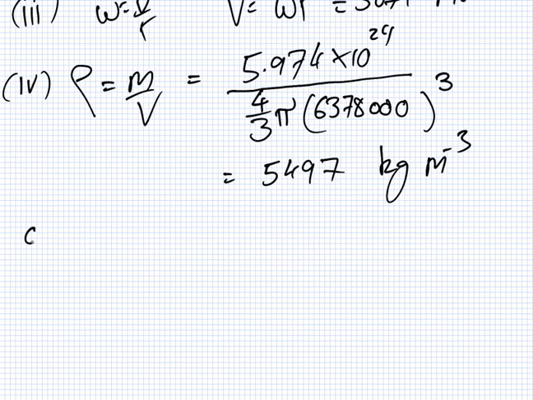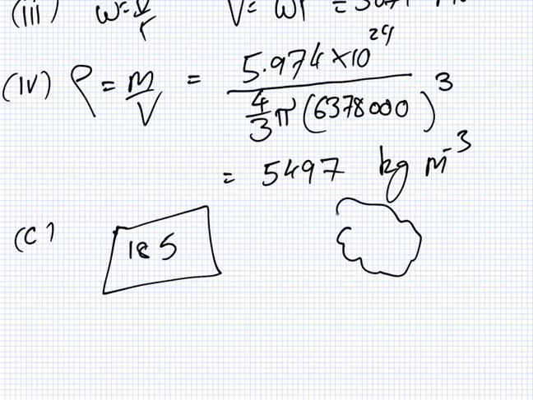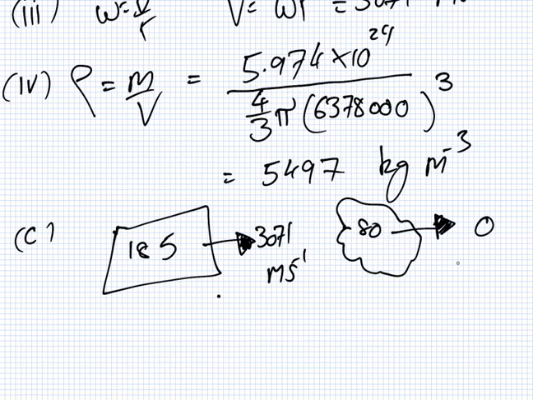Last part, C. The satellite collides with some space debris of mass 80 kilograms. So this is just conservation of momentum. What you've got is your satellite. How big is my satellite? 185. And then there's some junk here in space, 80. How fast is my satellite going? What was its speed? 3071 meters per second. And then the speed here, well, we'll just say 0.